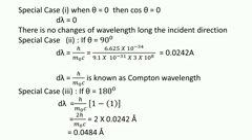Case 3, if theta is equal to 180 degree, d lambda is equal to h by m naught c into (1 minus of minus 1), that is 2h by m naught c. The answer is 0.048 angstrom.